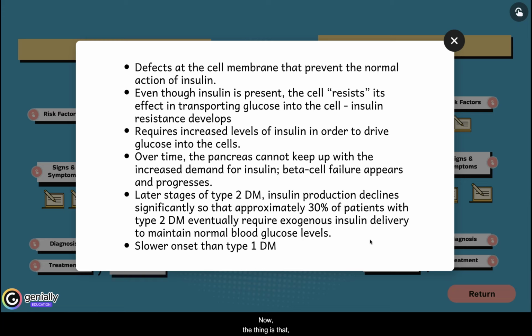Now, the thing is that a lot of diabetic people, if they change their lifestyle and maintain good, tight glycemic control, can actually just live off oral diabetic medications for a very long time, right? They might not ever need insulin, but some of them might need insulin a lot faster if they don't maintain their lifestyle.